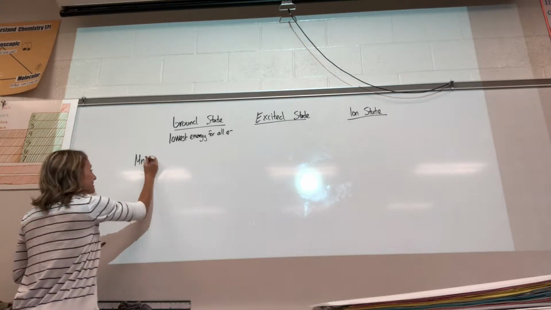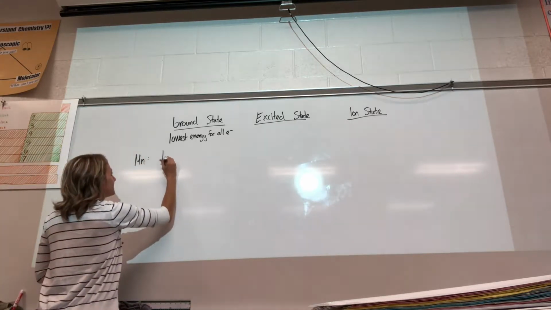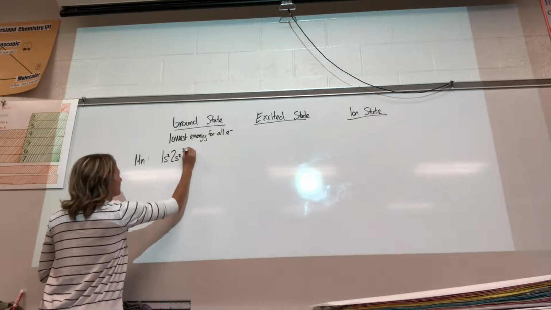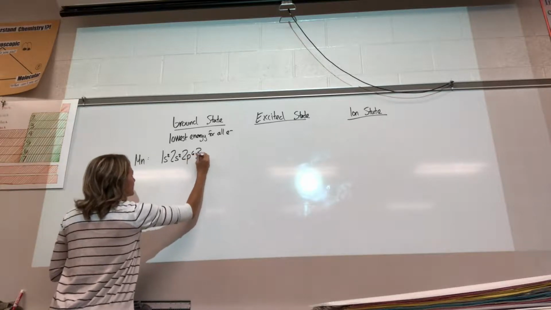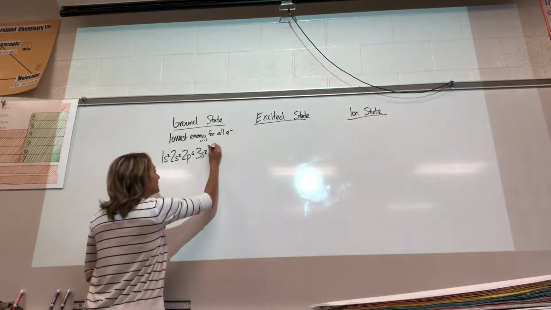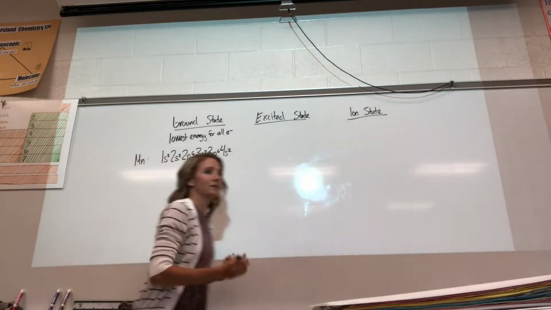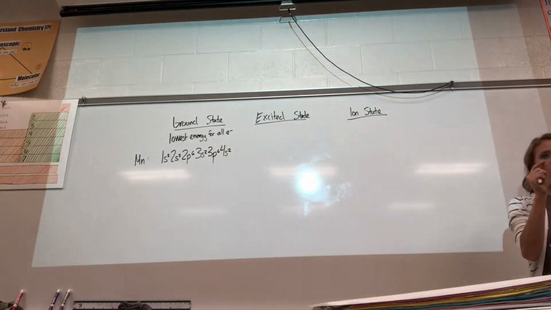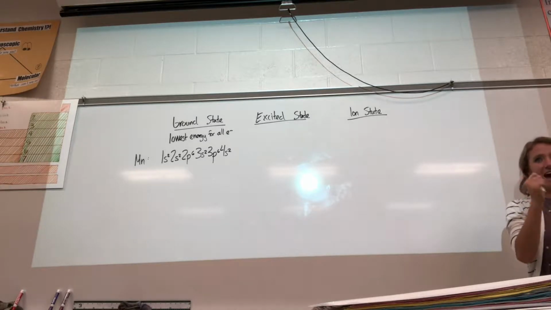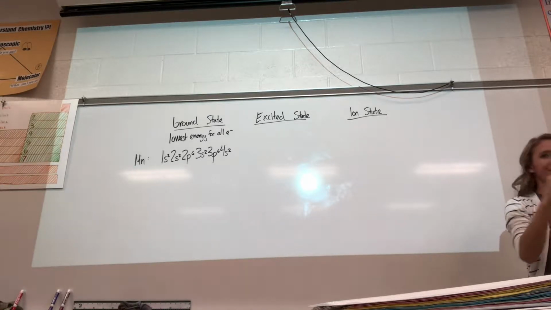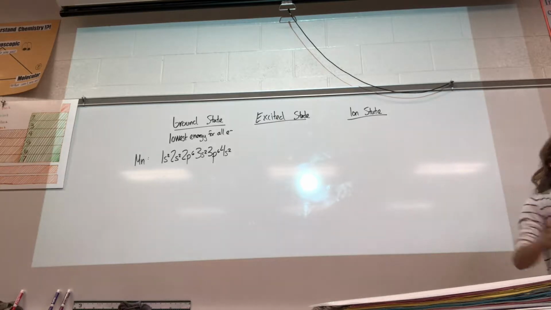Okay, so the ground state for manganese would be 1s2, 2s2, 2p6, 3s2, 3p6, 4s2, and the goal is to be able to do these fast. The more you learn the pattern, you should be able to do it just like that.